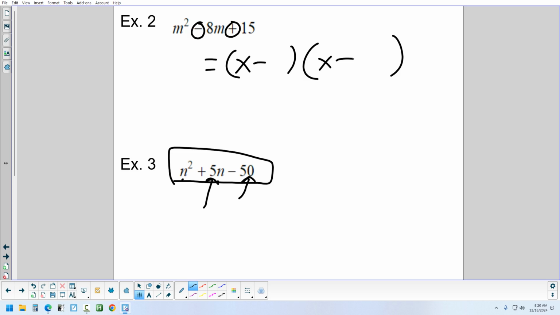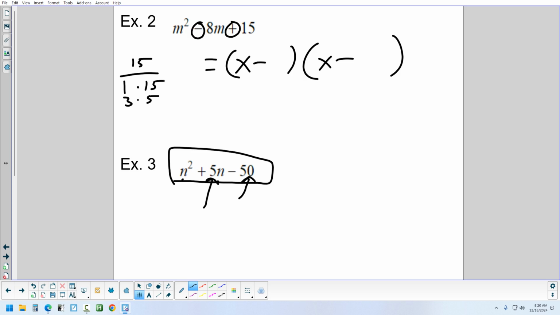Okay, so when we do our answer, what's nice is we can get that without any guessing. Now 15. Eli, can you give me something that multiplies to give me 15? 5 times 3. Okay, so 3 times 5. And what about the one before that? 1 times 15. That's it. There's nothing else.